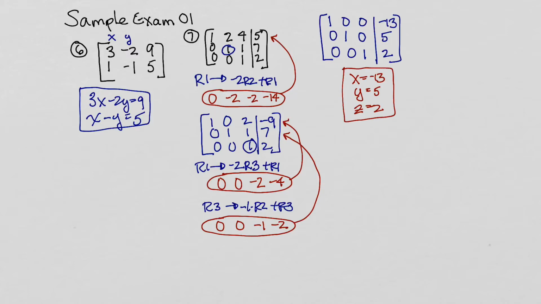And you see where those are coming from? 1x, no y and no z, so 1x is negative 13. There it is. No x's, 1y, no z's, so 1y is 5. And then no x's, no y's, but 1z is 2.